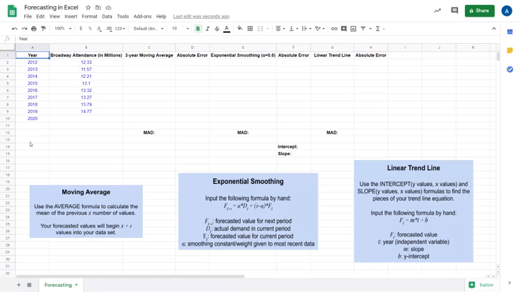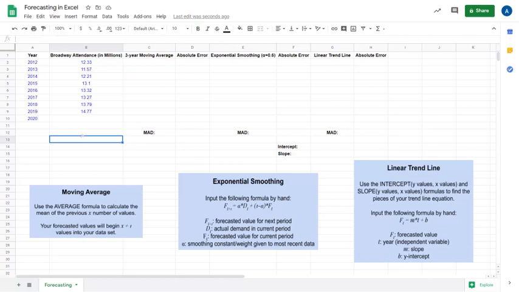In this video, I will be showing you some basic forecasting methods in Excel and how to find the mean absolute deviation. All right, so let's jump right into our example here. I have a data set of Broadway attendance in millions over the last decade or so. We're going to try and predict the values for 2020. Obviously, with COVID-19, these are not going to be accurate, but I thought it would be interesting to see how our forecasts end up comparing to actual data.